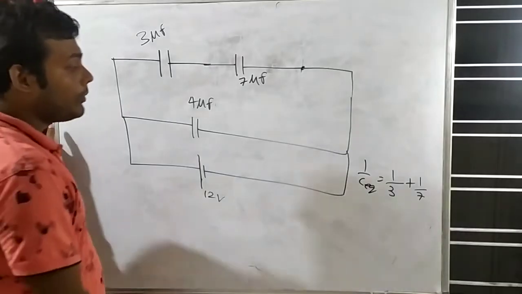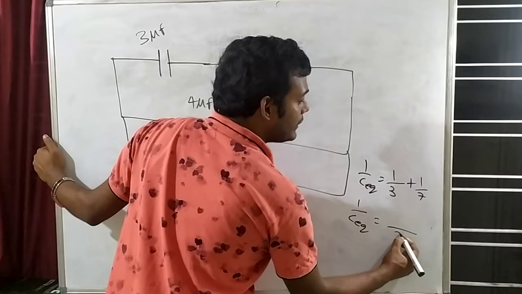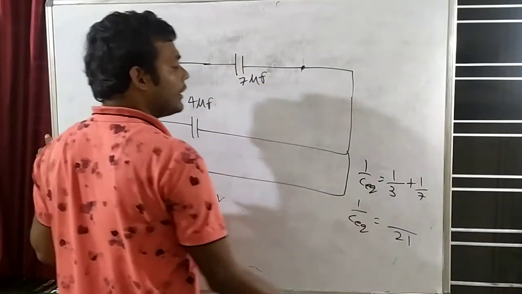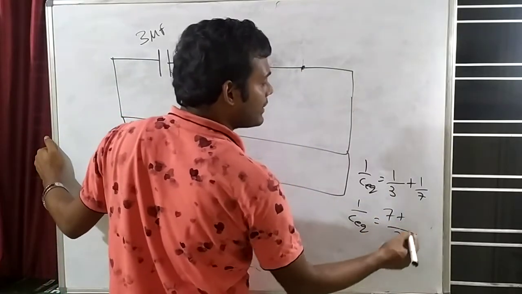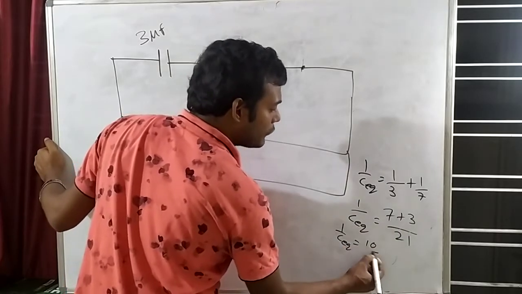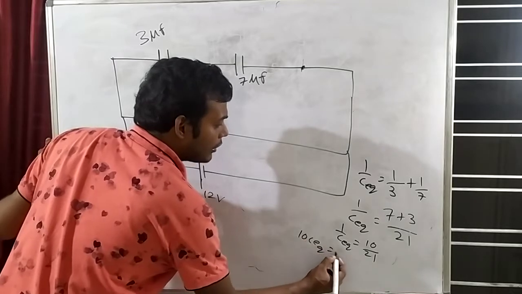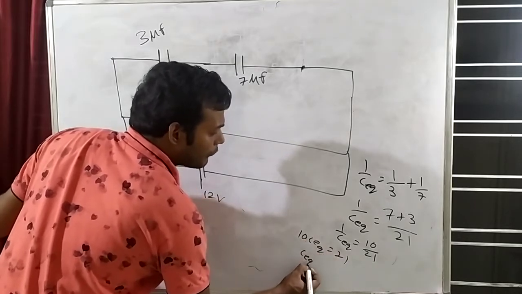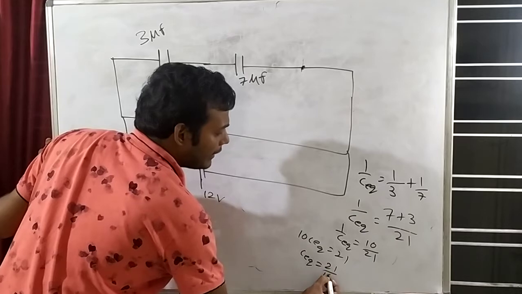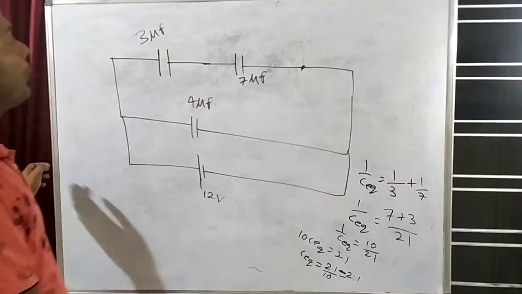What will be the LCM of 3 and 7? The LCM of 3 and 7 will be 21. So 3 7s are 21, this will be 7 plus 3, which is 10 over 21. So we can write that 1 by C equivalent is equal to 10 by 21. Cross multiplying, 10 C equivalent is equal to 21, so C equivalent will be 21 by 10, that means 2.1. What will be the answer? 2.1.